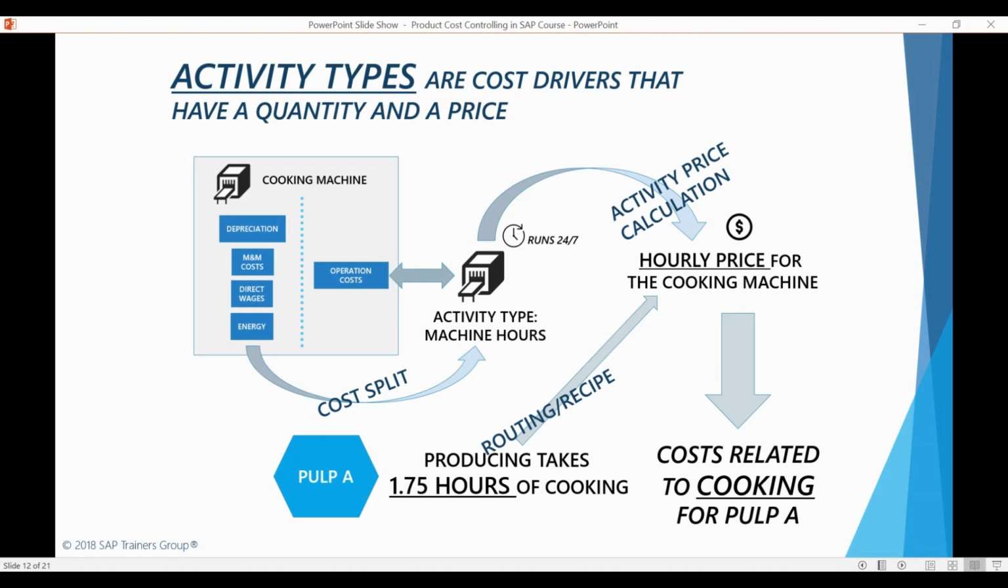I want to add one more important note related to the cost splitting. When we are planning costs in the system, it is possible to immediately attach certain costs to an activity type. This means that there is no need to do the splitting for these costs, as they already belong to an activity type. This is something we will discuss in detail when we start doing cost planning in the system.